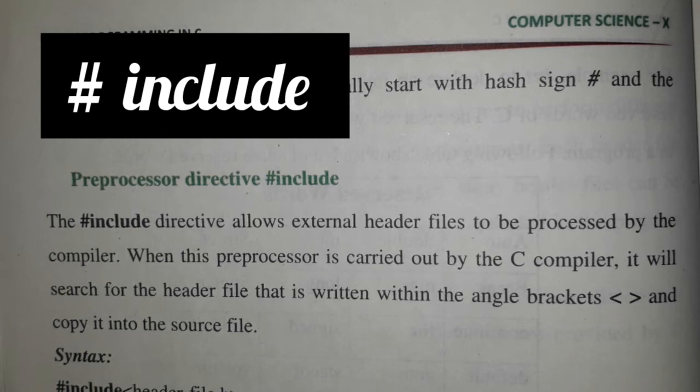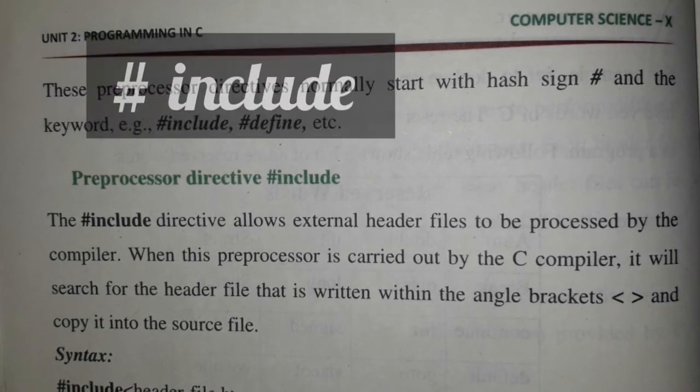Header files consist of predefined built-in functions that are included in the program for different purposes, like scanf and printf. These are the functions. So for these functions to be used, the header file must be included in the program. To include a header file, the preprocessor directive hash include is used.